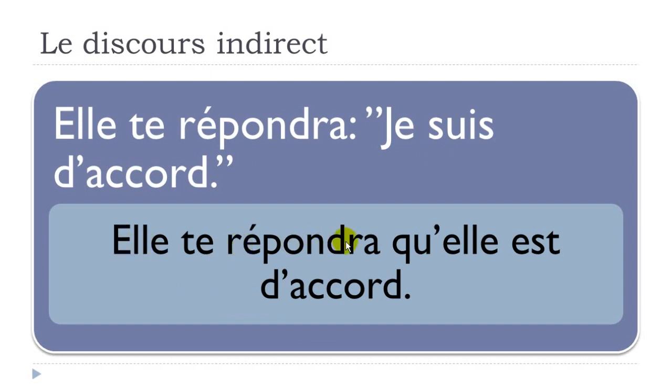Elle te répondra, so we put back these elements here. Qu'elle, okay, as we had previously, because it doesn't change here, it will be que, but then you take the e away. Of course, you will have to modify this je and put elle in its place: est d'accord. The verb, if you look carefully, will stay at the present form. It doesn't need to change here. Even if we've got the future here, it will stay at the present form in the second part. Okay?